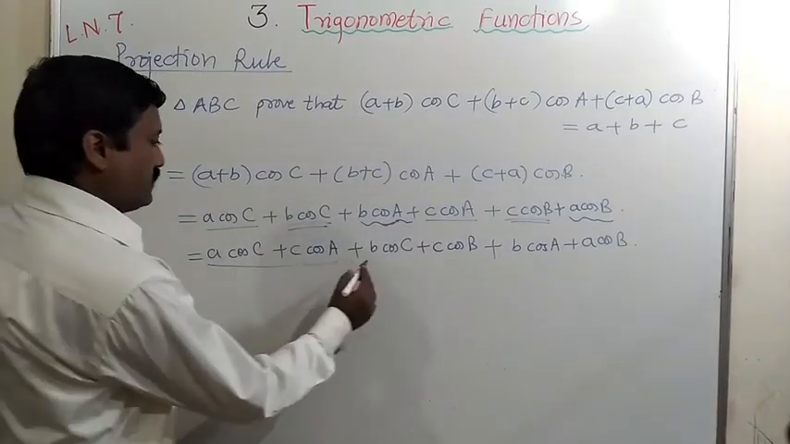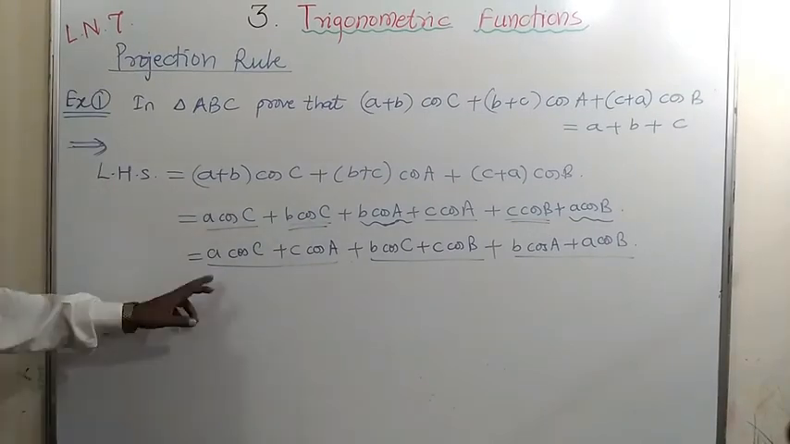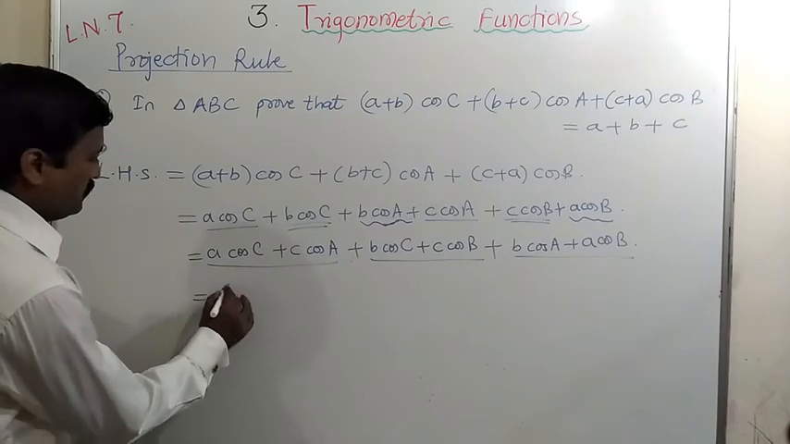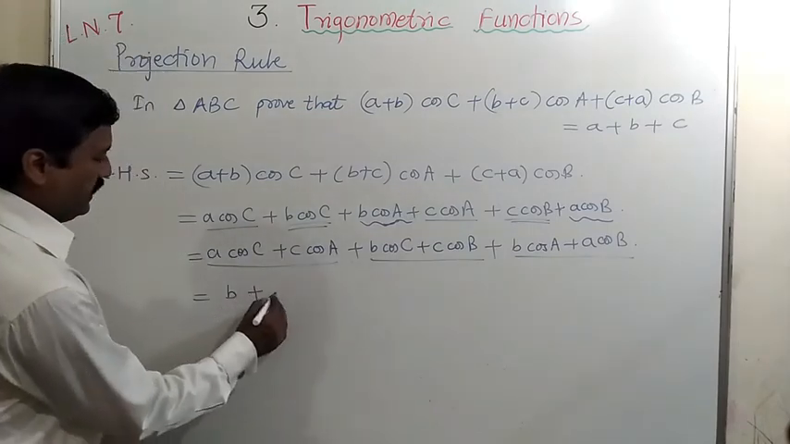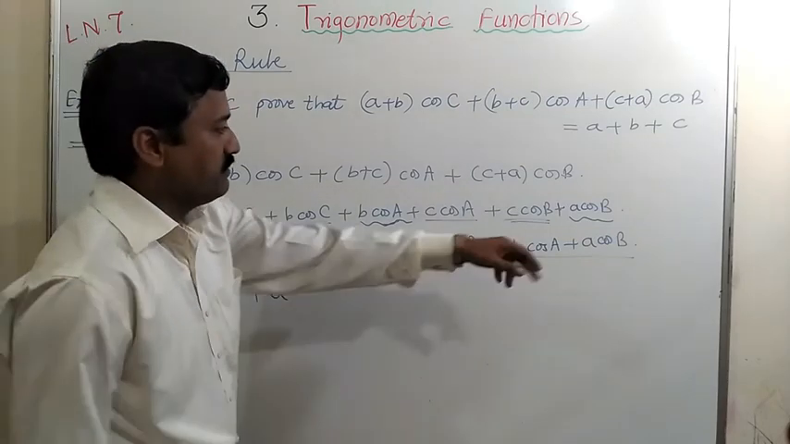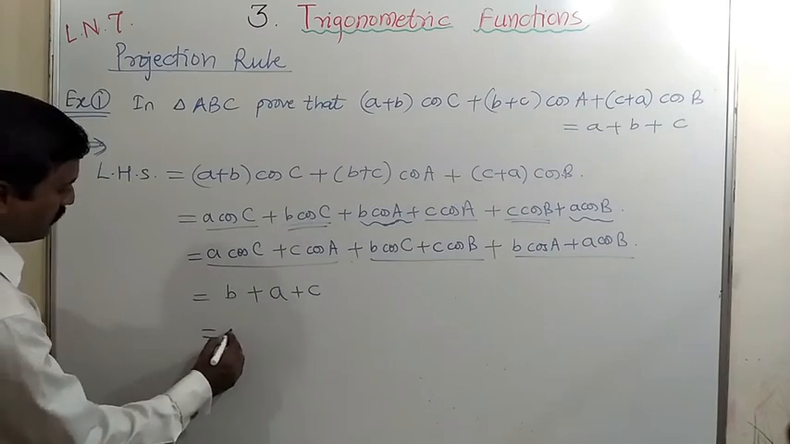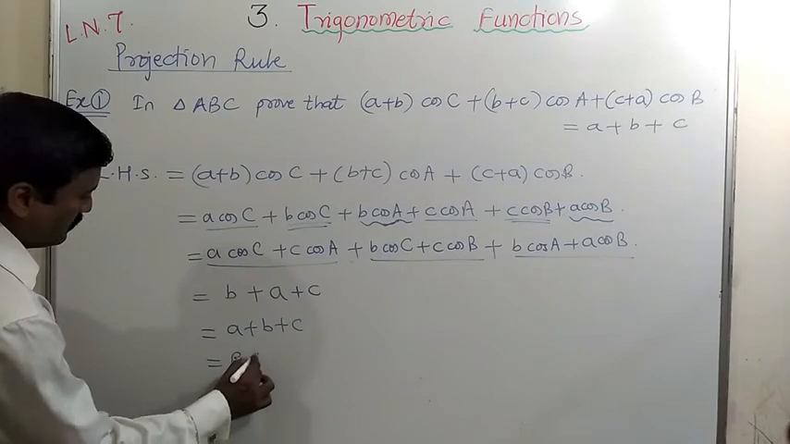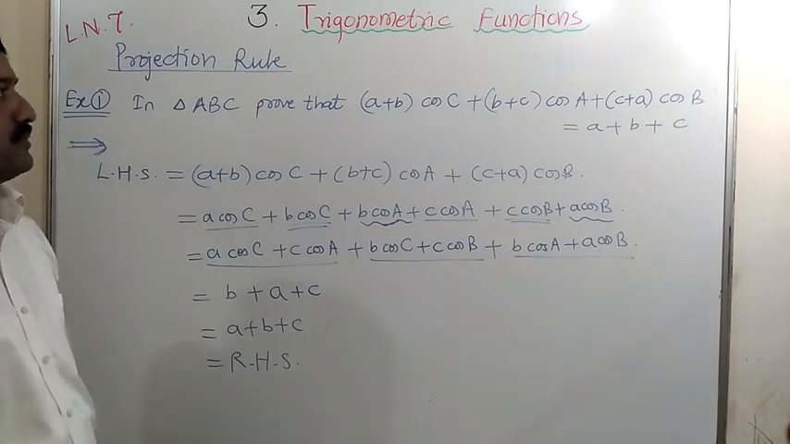Now we have these 3 pairs. If you observe carefully, then a cos c plus c cos a is nothing but b by the projection rule. b cos c plus c cos b is nothing but a, and b cos a plus a cos b is nothing but c. So rearranging, we get a plus b plus c, that is equal to our RHS. So this one is very simple to prove.